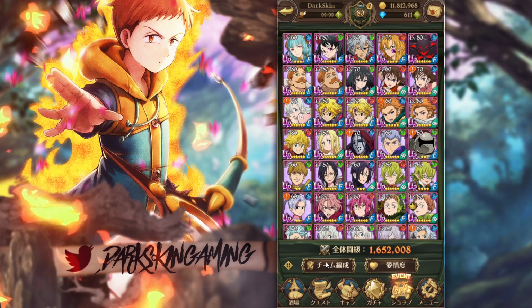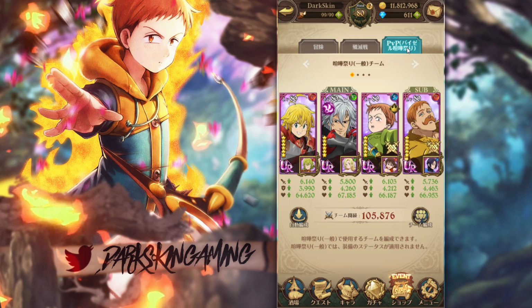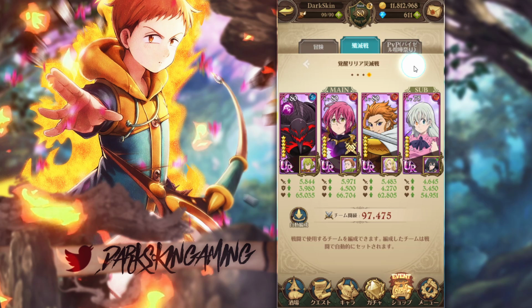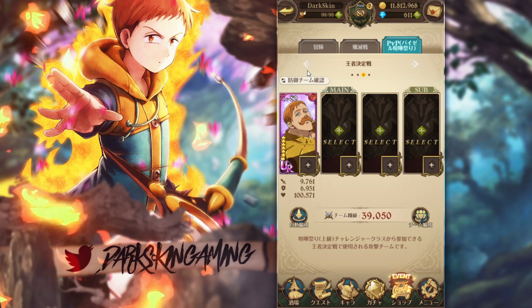Now for my first, basically for my, what am I trying to say, right? For my example, there it is. The word just was gone from me. We're going to be using Escanor, right?